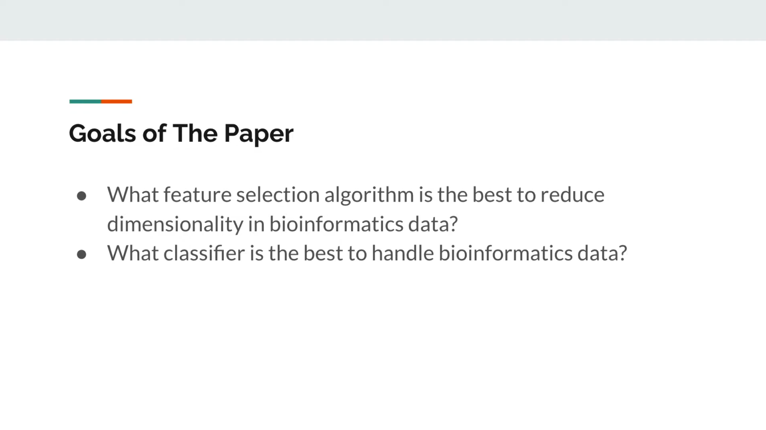So the paper has two very clear goals. It wants to know what feature selection algorithm is the best to reduce dimensionality in bioinformatics data. Now, bioinformatics data, specifically those from DNA microarray, carries a lot of features. For instance, a feature can be a single nucleotide polymorphism, which can amount to thousands in one analysis. So it is apparent that it's a fool's errand to try to include all the features in data analysis.